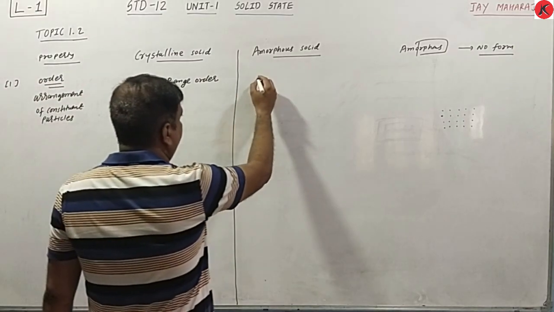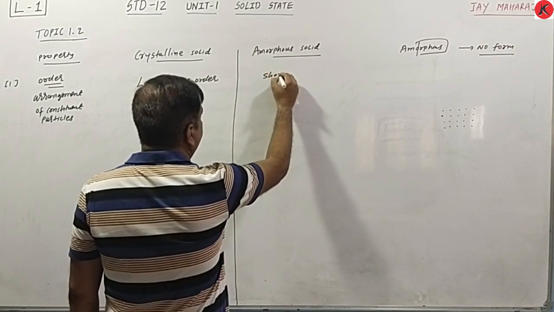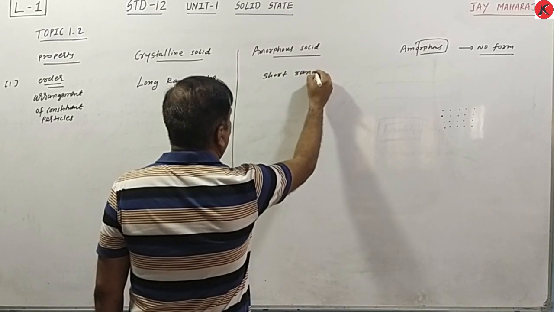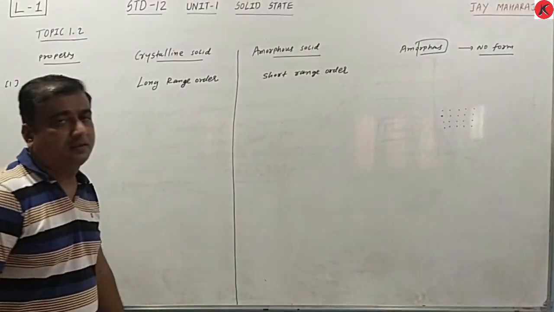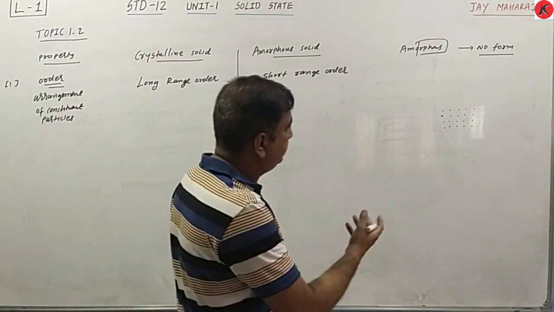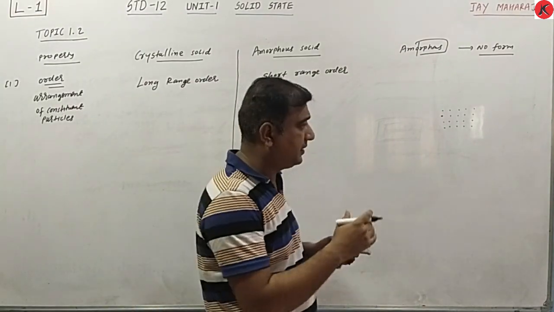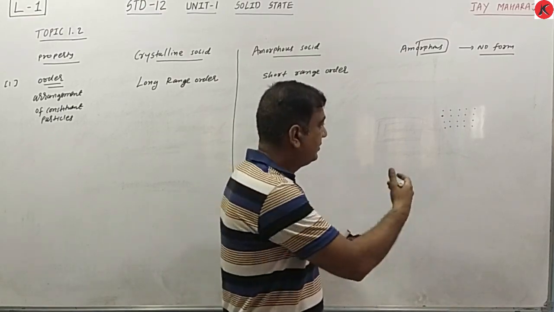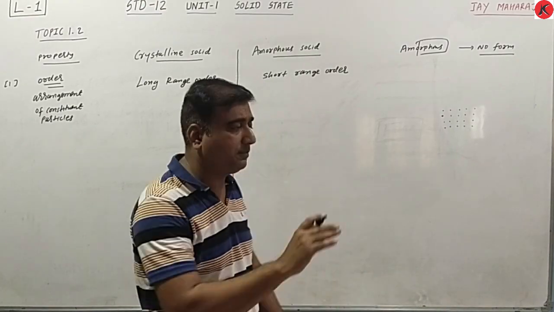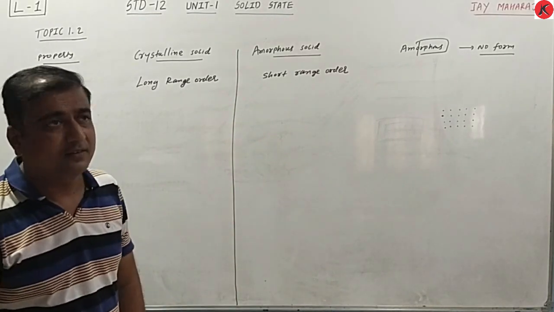In case of amorphous solid, short range order. Short range order. એનો meaning repetition ના થાય. repetition થાય પણ up to certain extent થોડા distance સુધી repetition થાય પછી pattern change થઈ જાય.